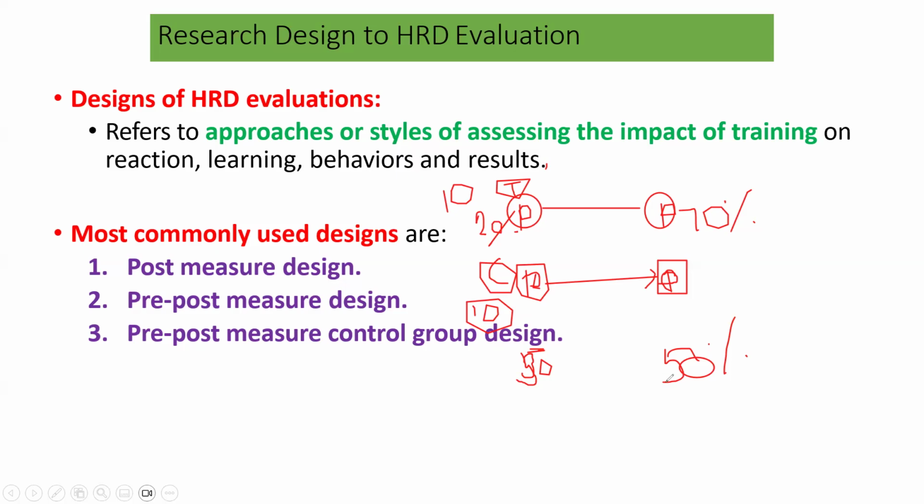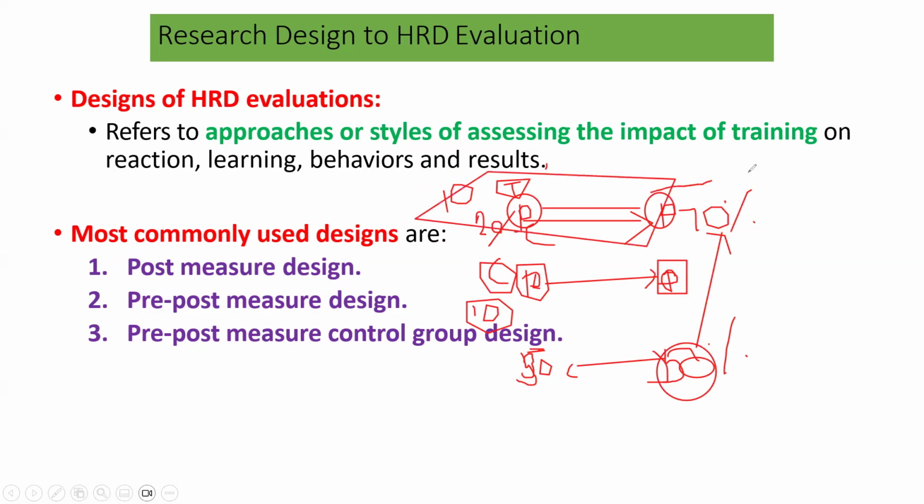So now compare these two groups' performance. Obviously, their performance remains the same, but the target group's performance has been increased by nearly 20% when compared to the control group, right? So which means that this training program is really successful. Clear? This is the pre-post measure control group design.